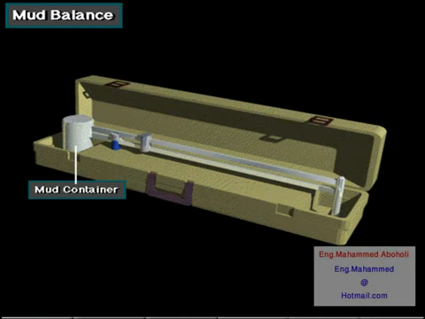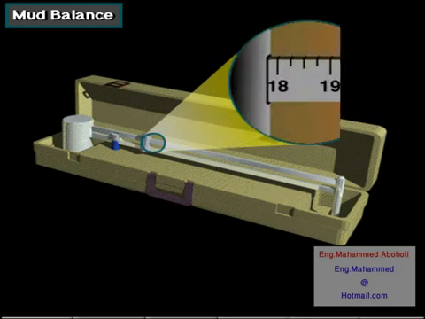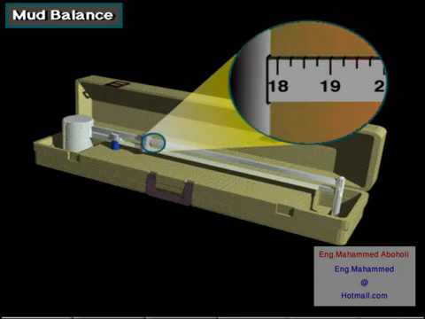The person weighing the mud puts a small amount of mud in the mud container at left on the balance. He then slides the adjustable counterweight to the right or left until the arm balances on the fulcrum. The person then reads the mud density at the point on the arm next to the counterweight.